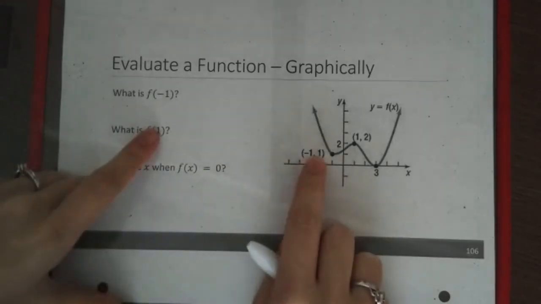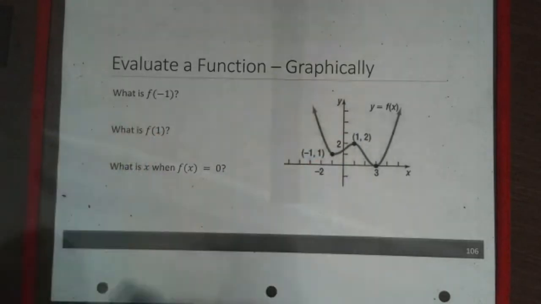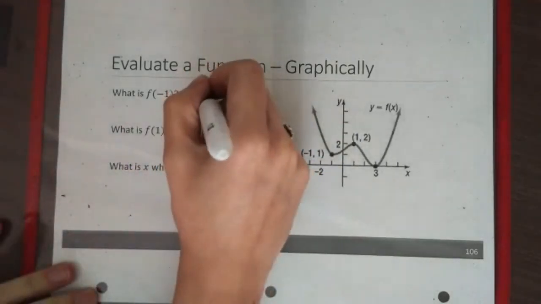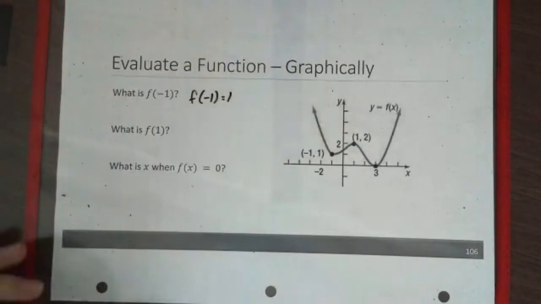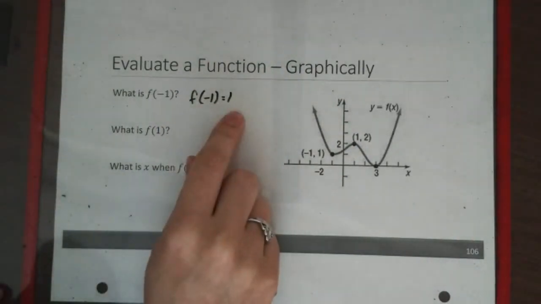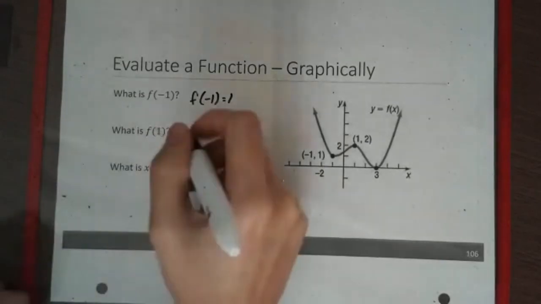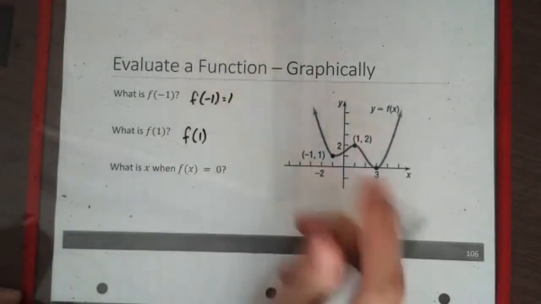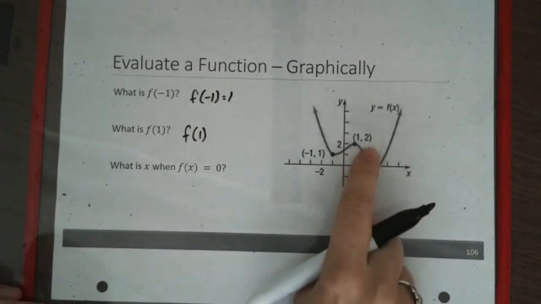Well, when x is -1, y is 1. So f of -1 is equal to +1. The x value, the y value. What is f of +1? Well, if we look at +1, the y value is 2.